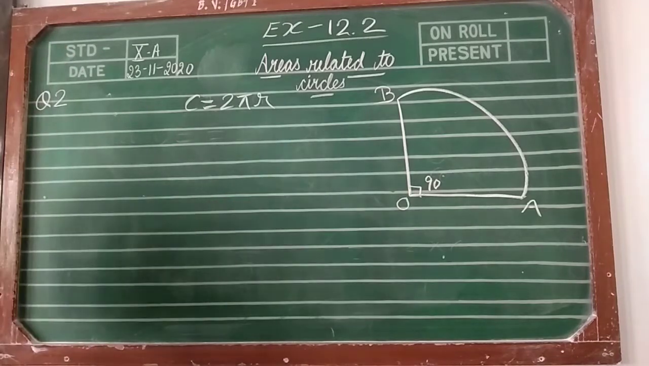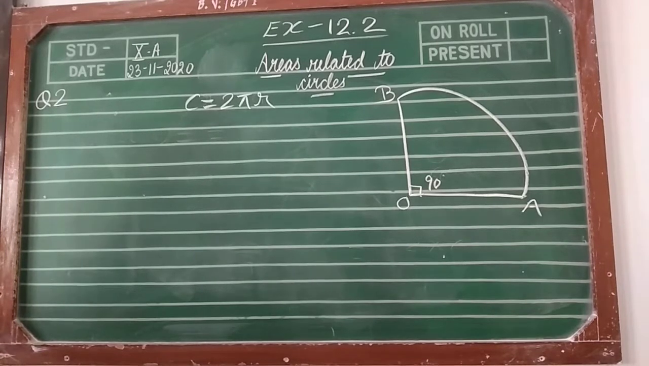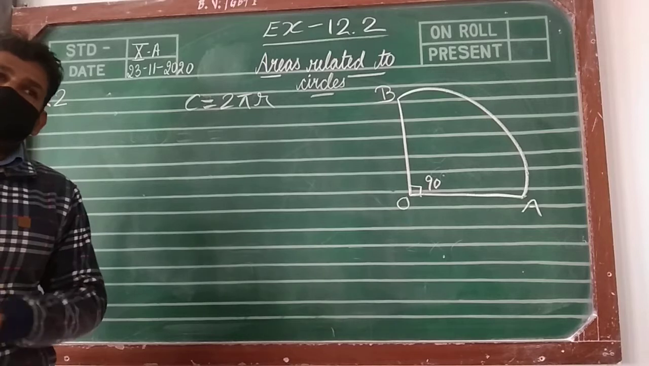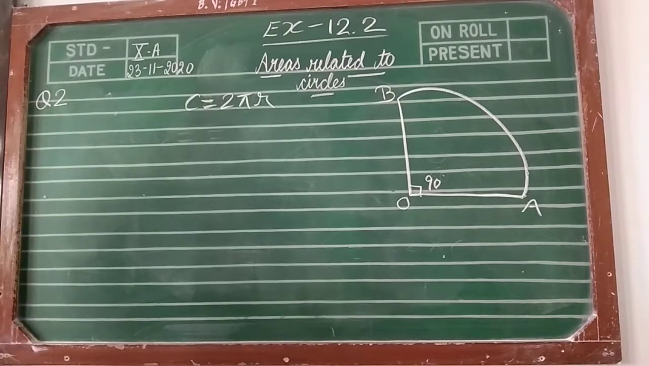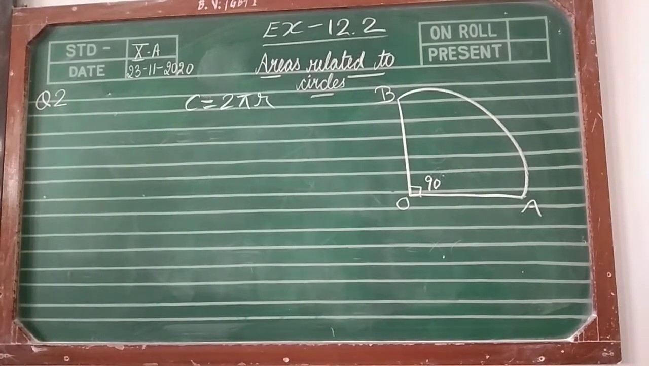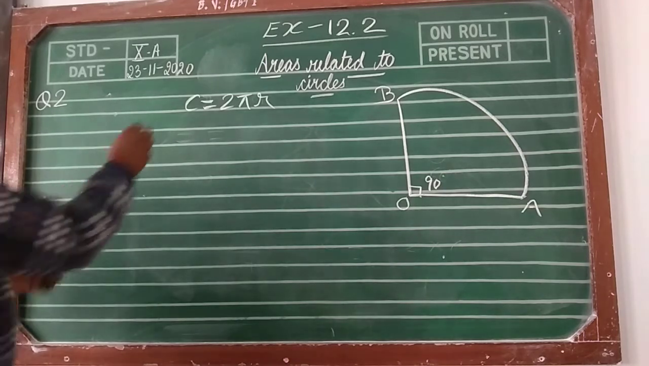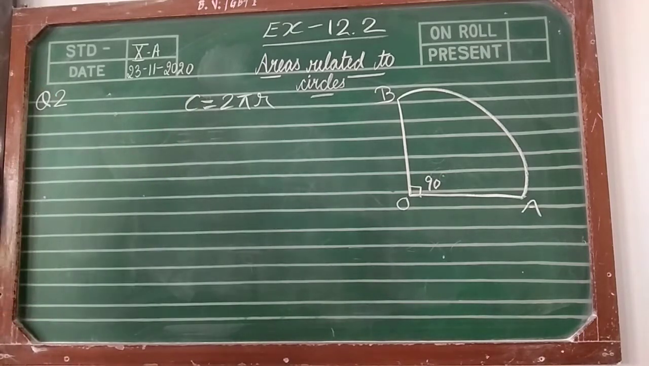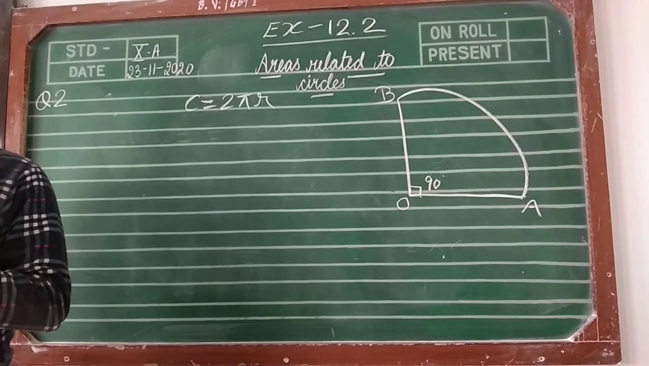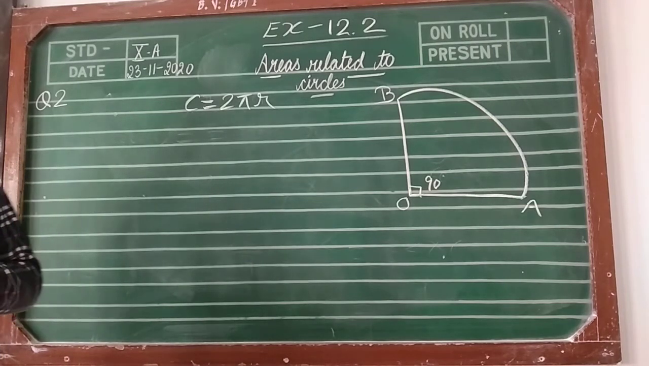Yes, next, read the statement. Second question, read the statement. Find the area of a quadrant of a circle whose circumference is 22 centimeter. Again, if you go through this statement, you have to find the area of the quadrant of a circle. It means this circumference is given to you, and that circumference is for the circle. The circumference of a circle is given to you in this statement.